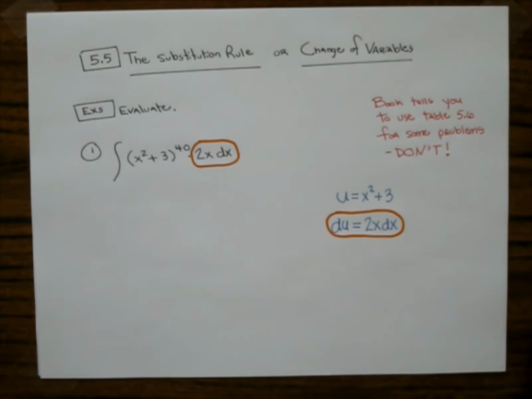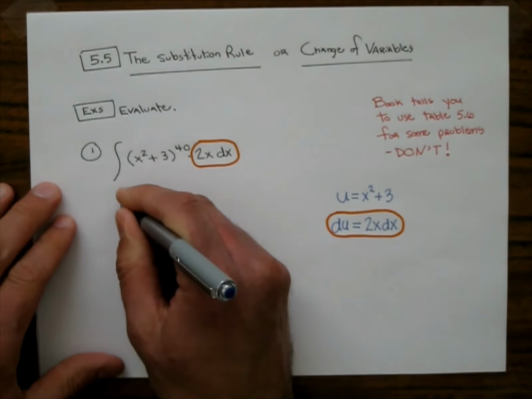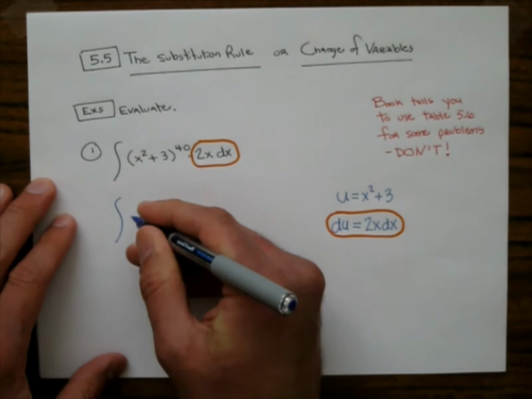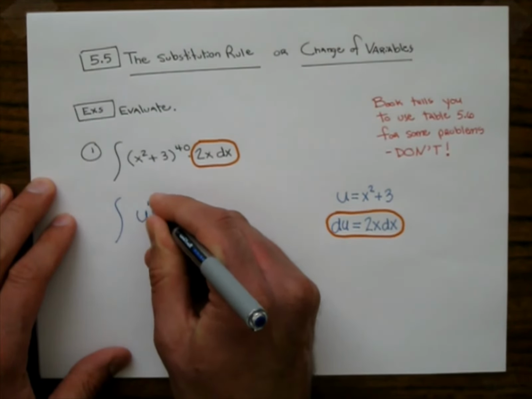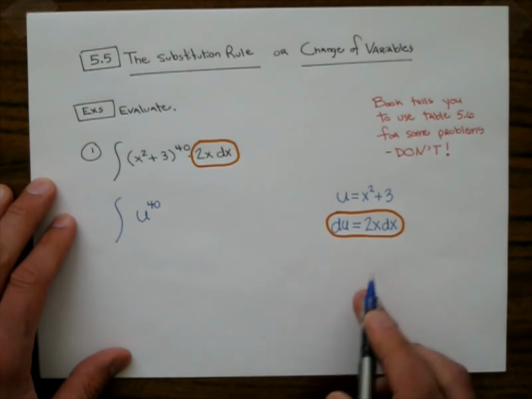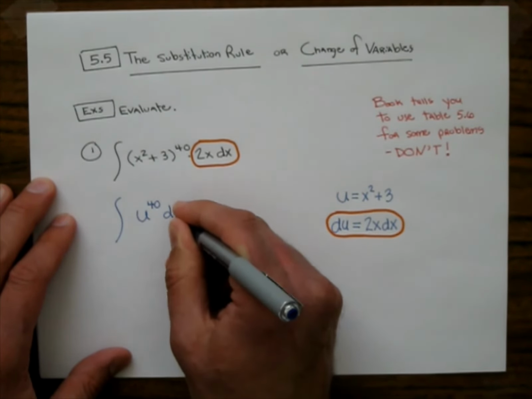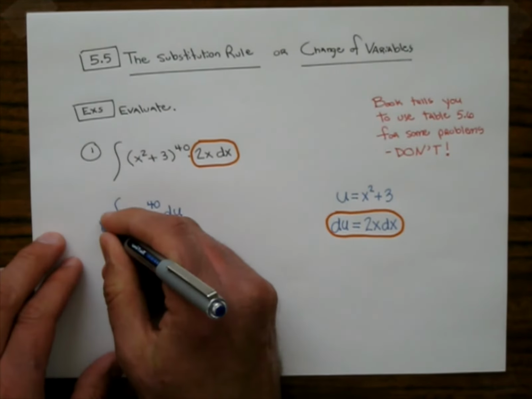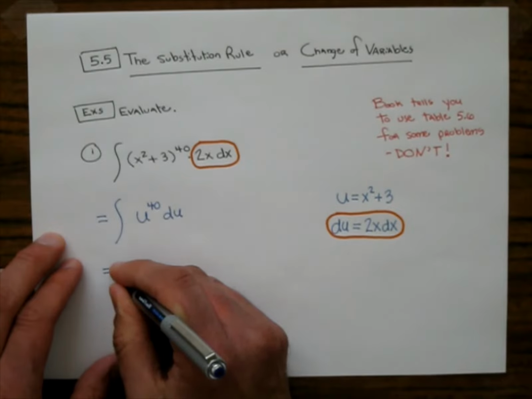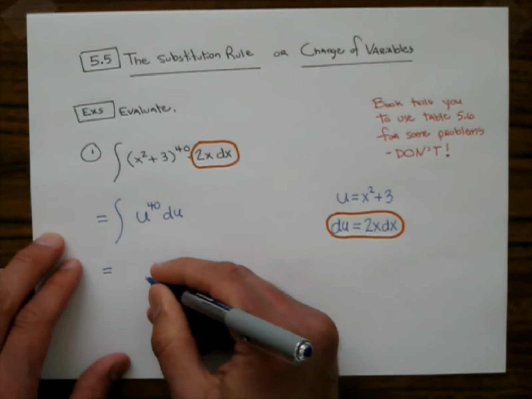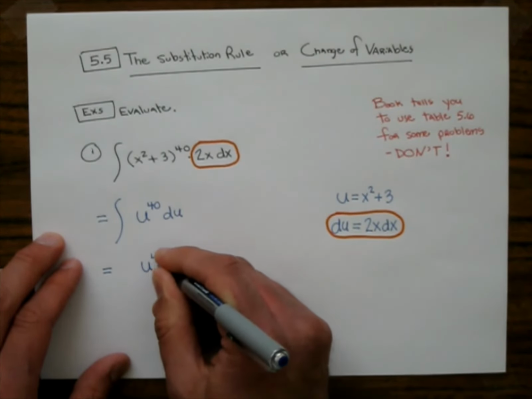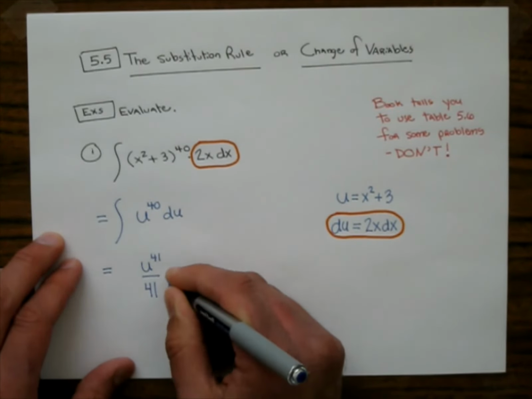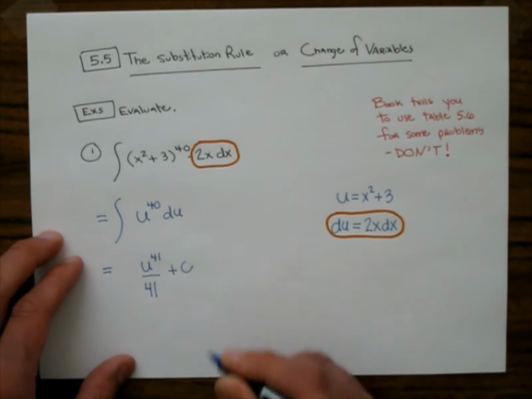And my original u substitution, I'm going to replace this x squared plus 3 with a u. So I have a u to the 40th du. Now, is this something that we can do? And the answer is yes. And so I'm going to go ahead and use the power rule. This is going to give me u to the 41 over 41 plus c.